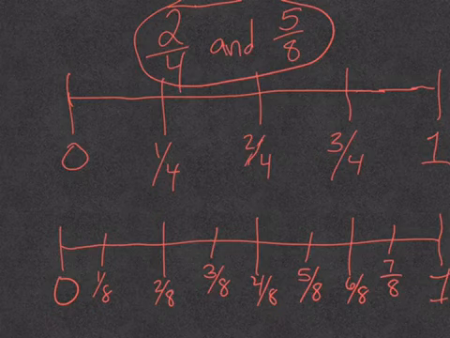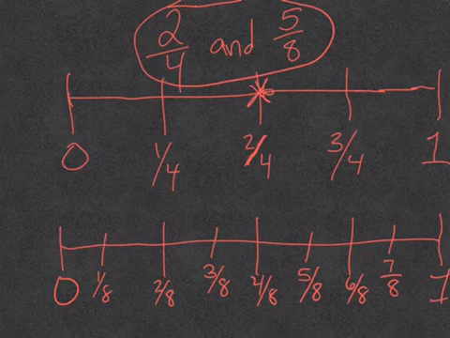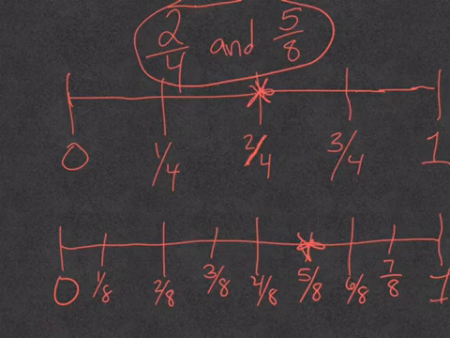So what I have for us is two number lines to help us with this comparison. And then in this lesson, I'll also teach you how we don't need number lines. I have different methods, okay? So to compare 2/4 and 5/8, I can see that 2/4 is right here, where I put the star. 5/8 is here, where I put the star.